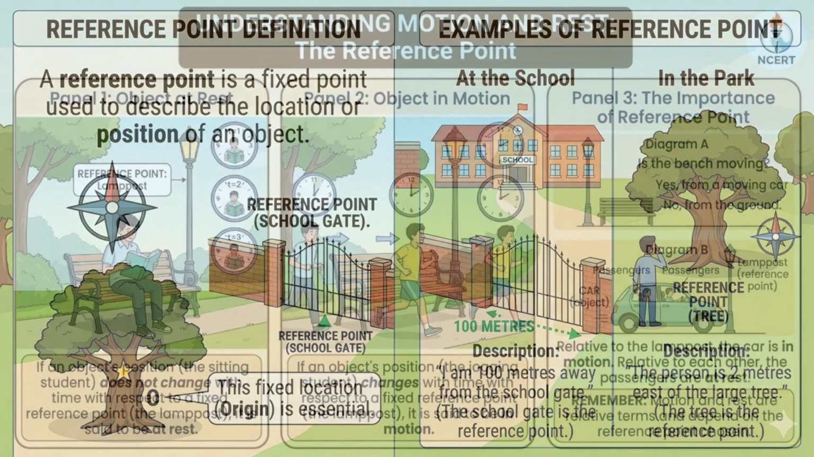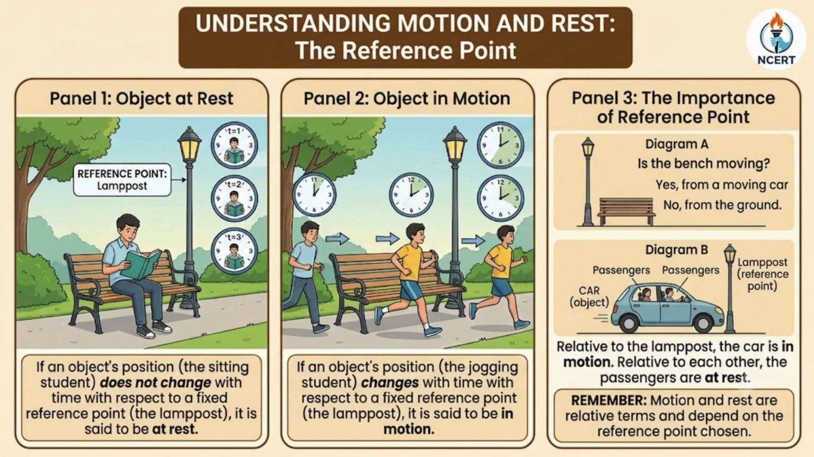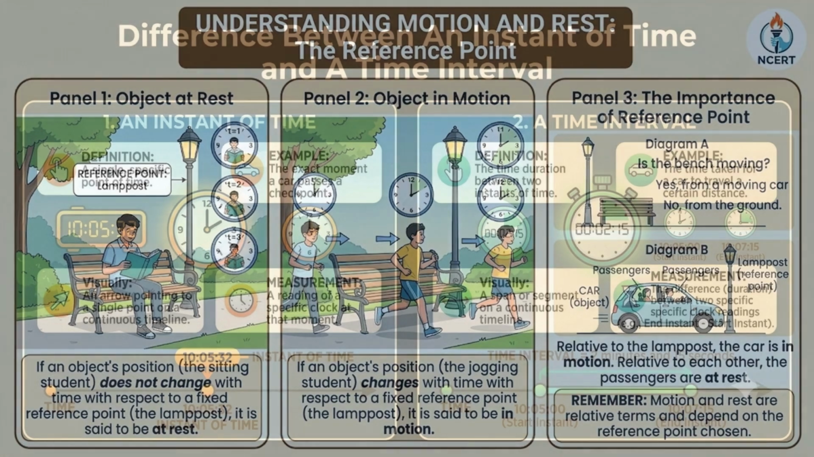If an object's position changes with time, it is said to be in motion. If the position does not change with time, it is said to be at rest. It is important to note that motion and rest are always described with respect to a reference point.